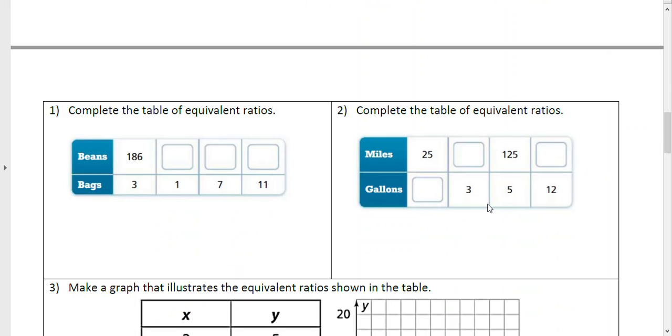And so if we look at the first ratio table, I need to figure out how do I get from 3 to 1. So I would do that by dividing by 3. So 3 divided by 3 is 1. So then I have to do 186 divided by 3. And if you do 186 divided by 3, you end up with 62.